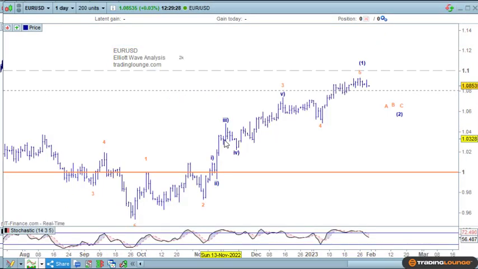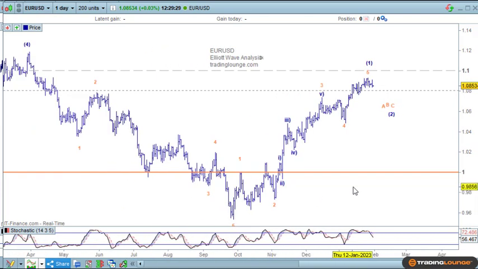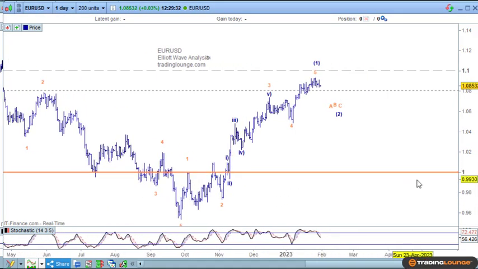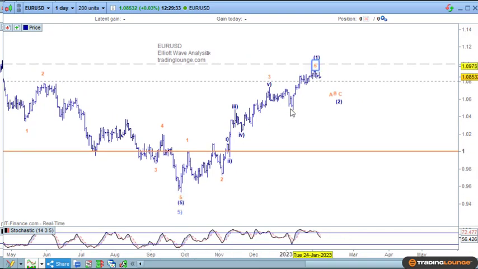This is the euro dollar here, and once again, it's the same as the DAX. We can count 5 waves up. That's not an issue. Everything pretty much accounted for. I suppose we could look at this a little bit differently in here.